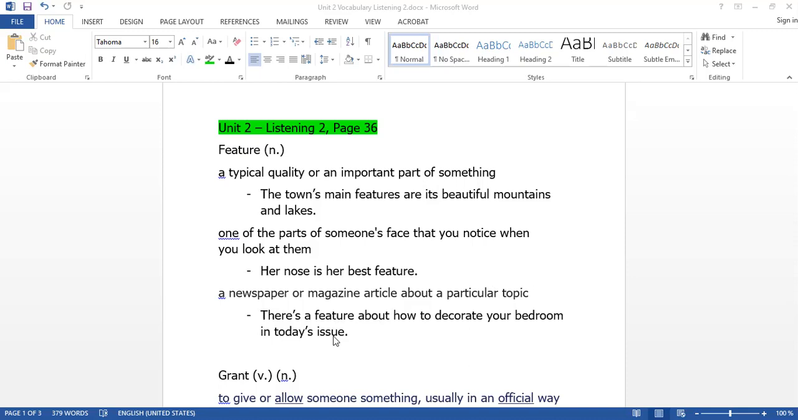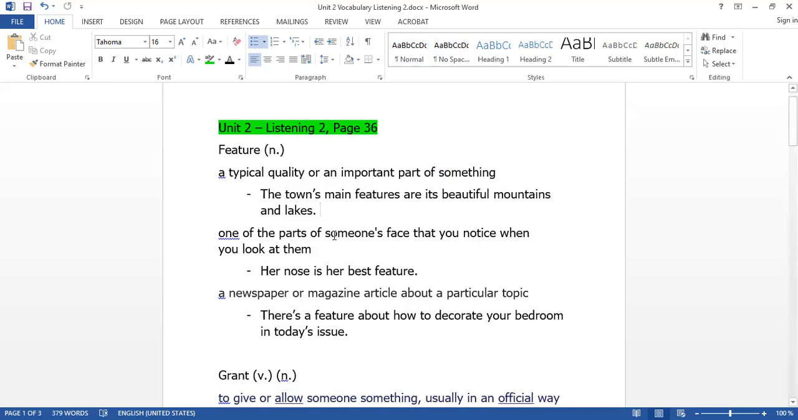Right, so let's start with the first word, feature. I'm pretty sure you've seen this before. There are actually a few meanings here. Like the first one here, a typical quality or an important part of something. Let's have a look at the example here: the town's main features are its beautiful mountains and lakes. So it could be anything really, when you're talking about feature in general, okay?